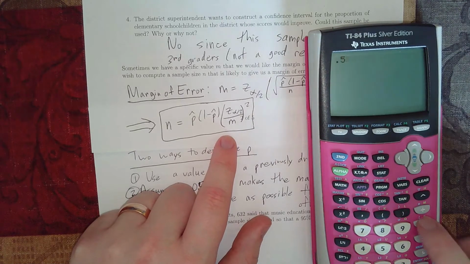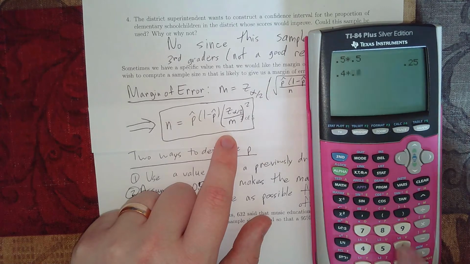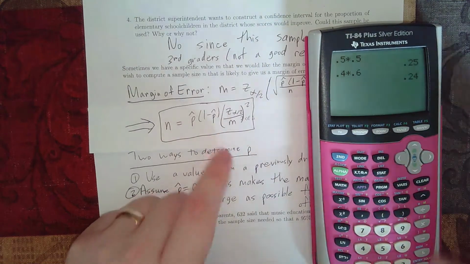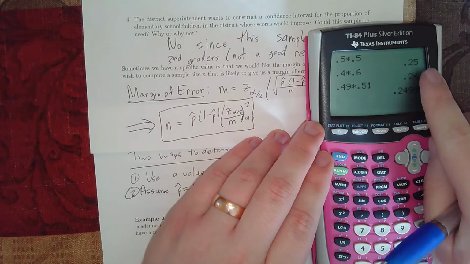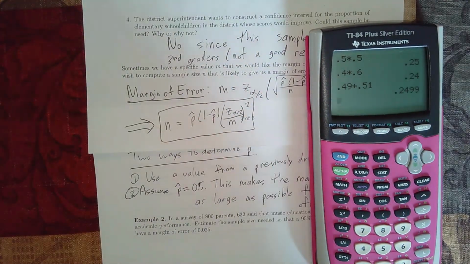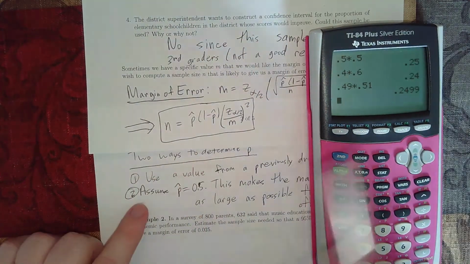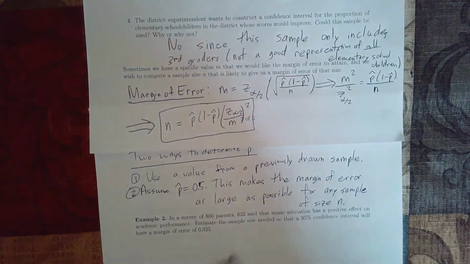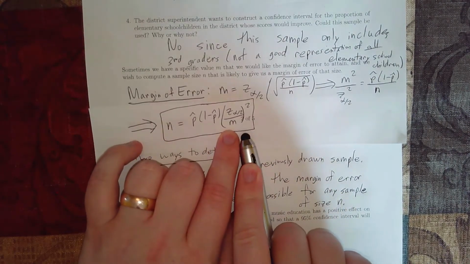So 0.5 times 0.5 is 0.25. With 0.4 times 0.6, as an example, we get 0.24. And if we change these numbers, even 0.49 times 0.51, we're going to get closer and closer to 0.25, but 0.25 is the maximum value we can get for p hat times 1 minus p hat. So if we deal with the worst case scenario, then we're going to be able to make sure we obtain a certain margin of error or something that's smaller than that margin of error, right?